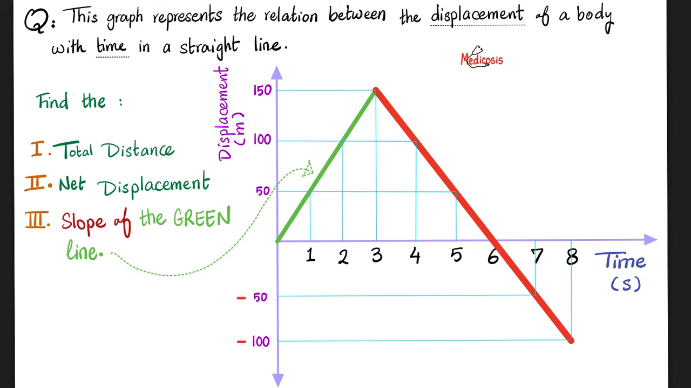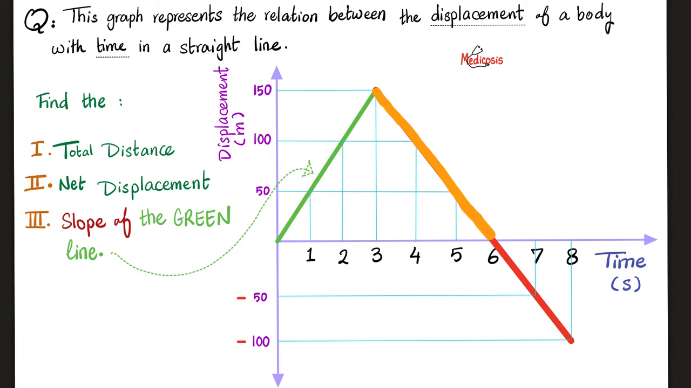Next, here's a question for you. This graph represents the relation between displacement on the vertical axis and time on the horizontal axis. From this graph, please find the total distance covered by that object, the net displacement, and the slope of that green line. Please pause and try to answer these yourself.